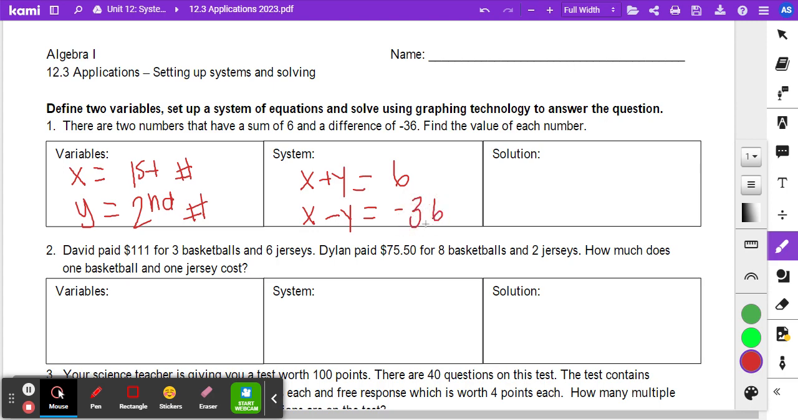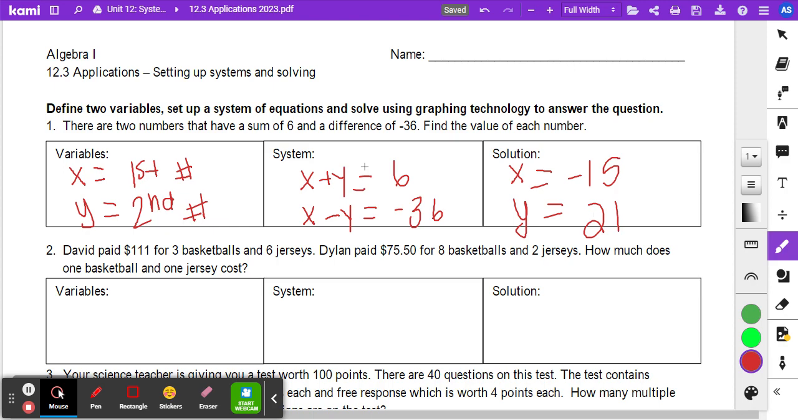And the way we find our solution is plugging this system into Desmos. So x plus y equals 6, and x minus y equals negative 36. And we want to find where both of these equations are true. So that's our intersection point at negative 15 and 21. So what that means is our x value is negative 15. So x equals negative 15, and then y equals 21.